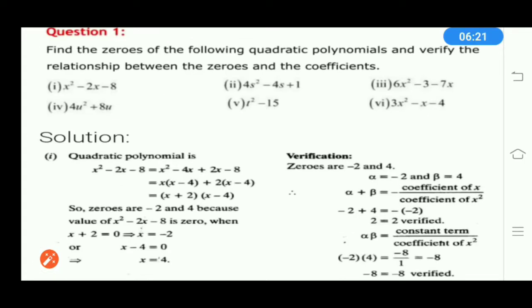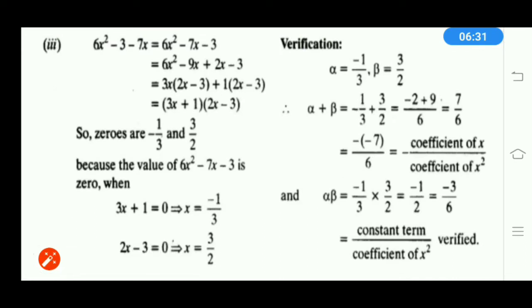The next polynomial is 6x square minus 3 minus 7x. So this is the given polynomial 6x square minus 3 minus 7x. This can be written as 6x square minus 7x minus 3. So this equals 6x square minus 9x plus 2x minus 3. If we take 3x common, that means 2x minus 3, plus 1 common, that means 2x minus 3, again 2x minus 3 common, so 3x plus 1.